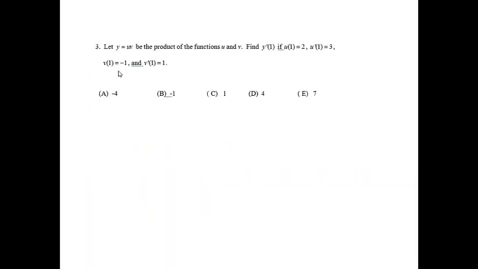Okay, question 3. Let y equal uv be the product of the functions u and v. We would like to find y prime of 1, and then it gives me some information. A couple keywords. First of all, they tell me that y is a product, so when I'm taking the derivative, hopefully that pops into my head that I would like to use the product rule. So first of all, I'm going to find y prime, and then we'll be able to plug 1 in.